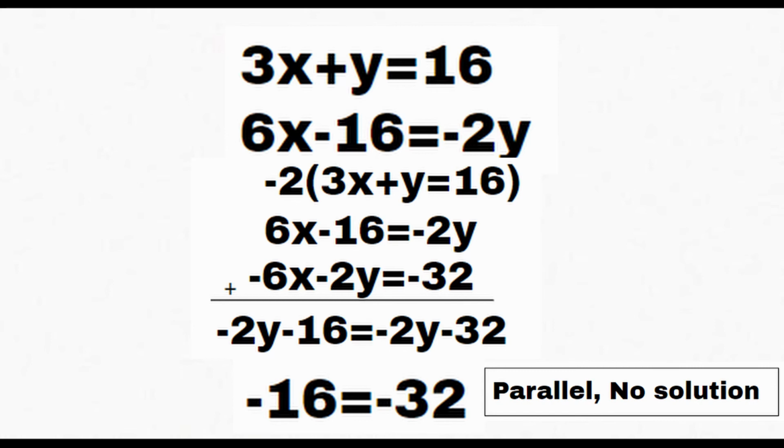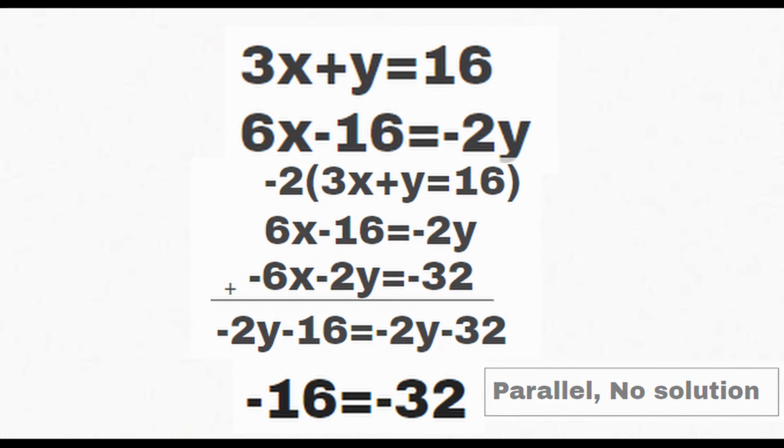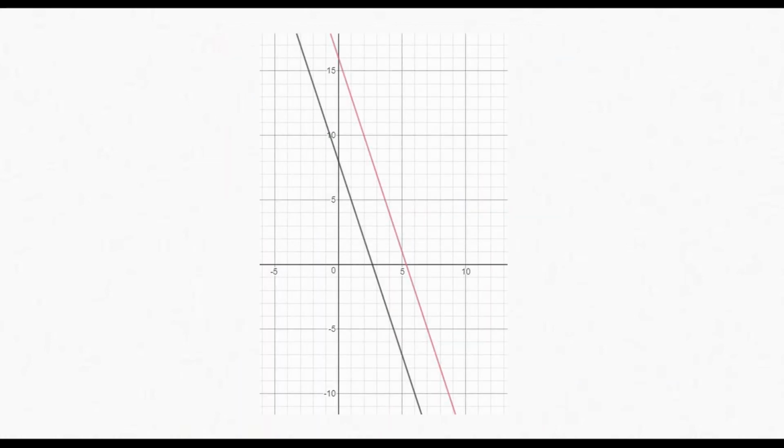Which means that no matter what x and y are, they will never intersect. After graphing them both, we can see that the lines are parallel. A system with no solution happens when both of the equations have the same slope but different intercepts.